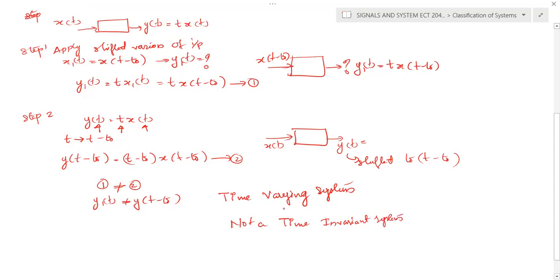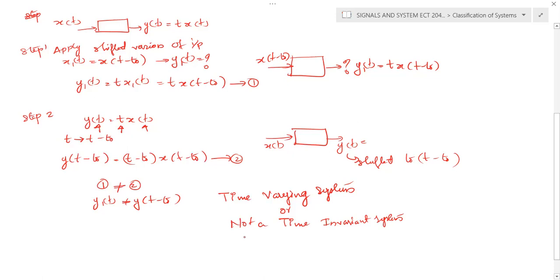So by checking this particular property, you can conclude that equation number 1 and 2 are not equal. So the given system is a time varying system. With respect to time, the output will change. Or we can call it a not a time invariant system.